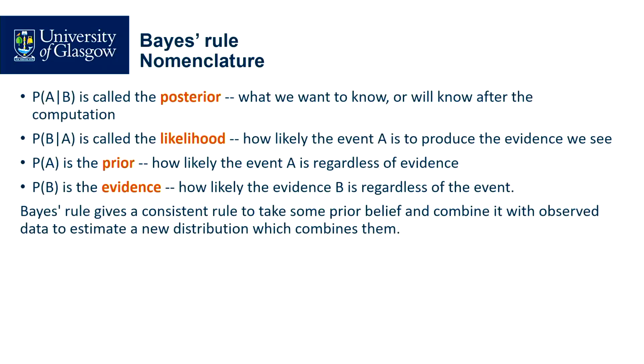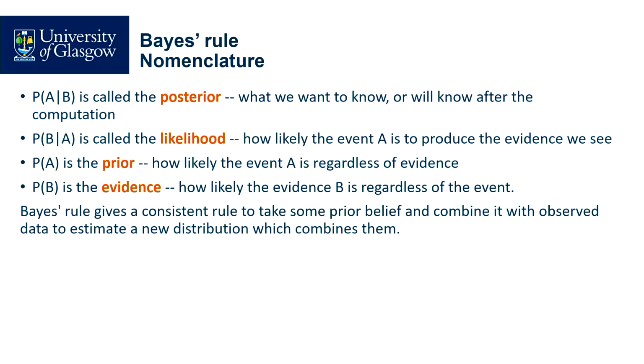Now, in terms of nomenclature, P of A given B is called the posterior probability. That's what we want to know. The posterior is what we're interested in. That's a result of our calculations. P of B given A is sometimes called the likelihood. So how likely is the event A to produce the evidence that we see? So the evidence that we see is B.